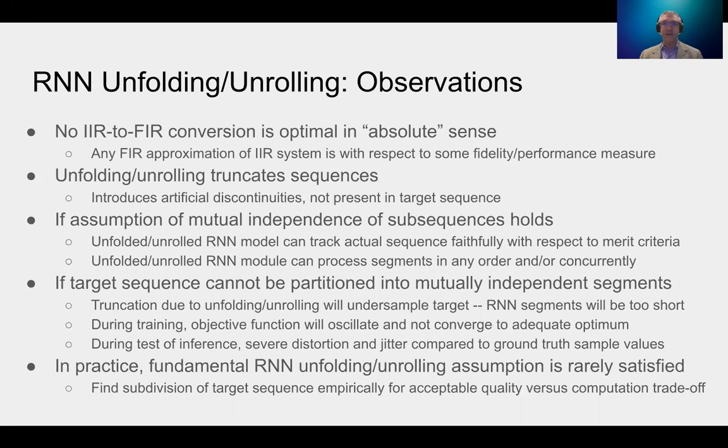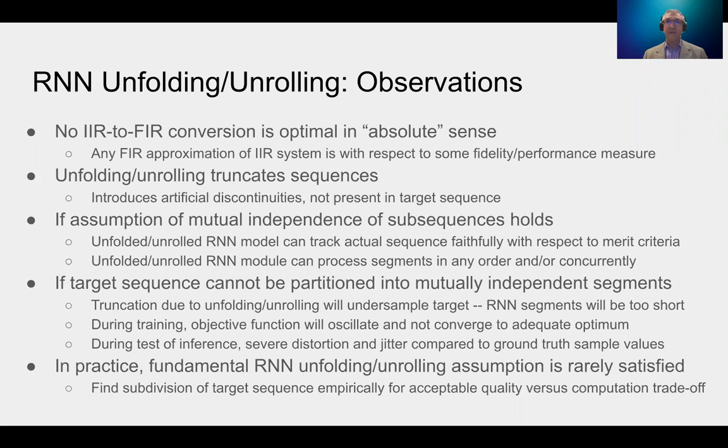If the strict underlying assumption about the mutual independence of segments holds, then the unfolded or unrolled RNN model can be trained to track the actual sequence faithfully with respect to some merit criteria. Moreover, as we saw on the previous slide, the module that implements the unfolded or unrolled RNN model can process segments in any order and in parallel.